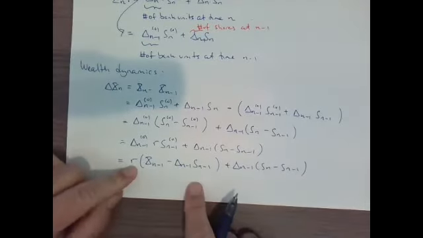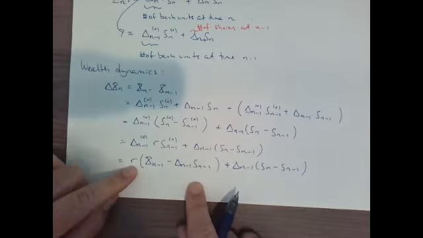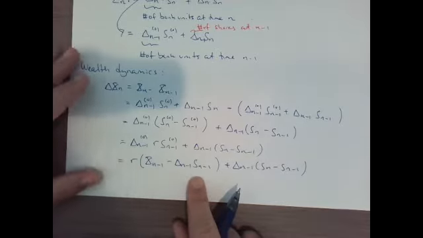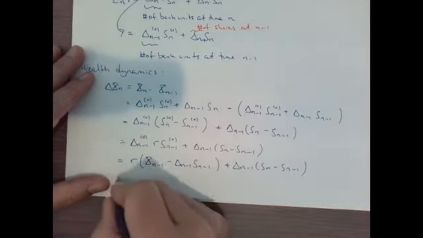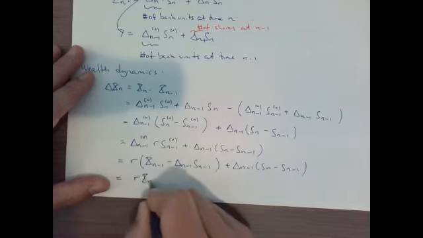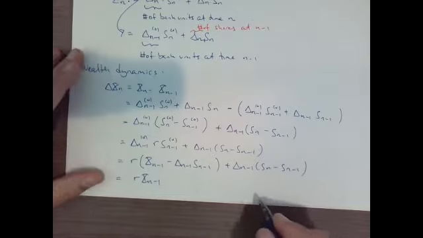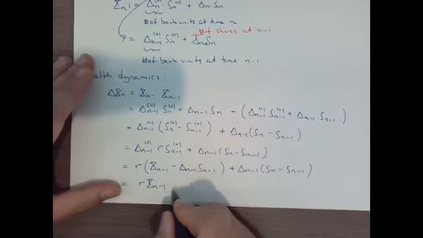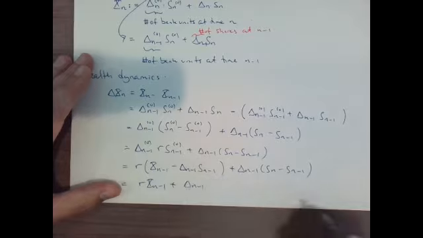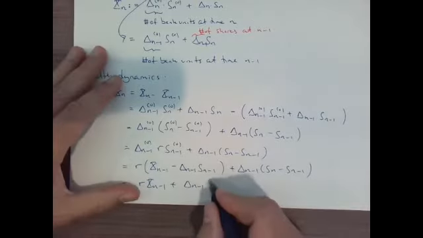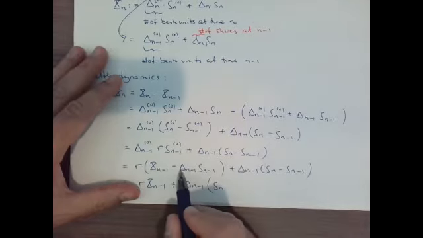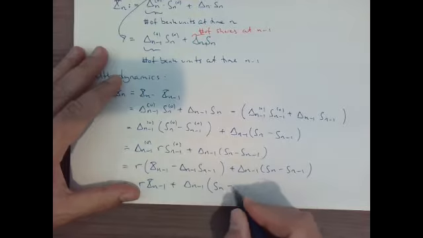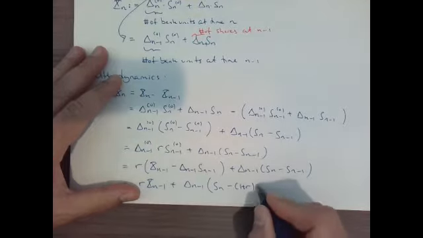Okay, so now I can combine again. I will get, what do I get? I'll get r x n minus 1. And I'll have this delta n minus 1 outside on the other term, delta n minus 1. And then I'll have Sn. And then a minus, this is going to be 1 plus r, Sn minus 1.